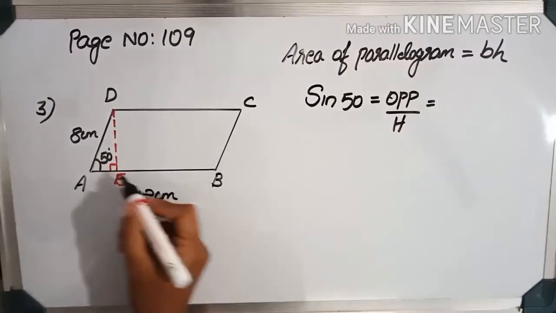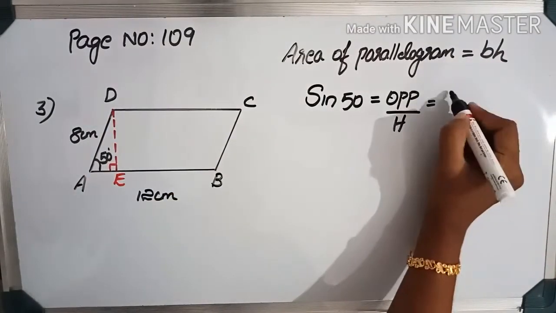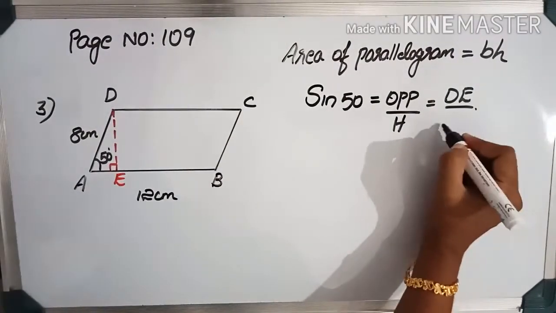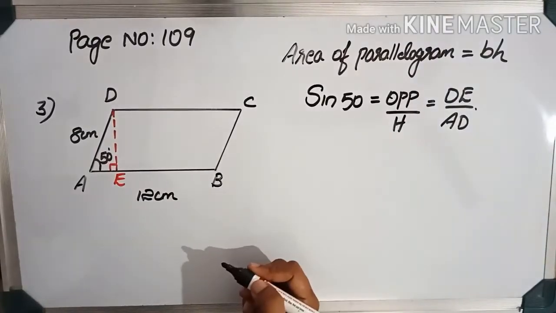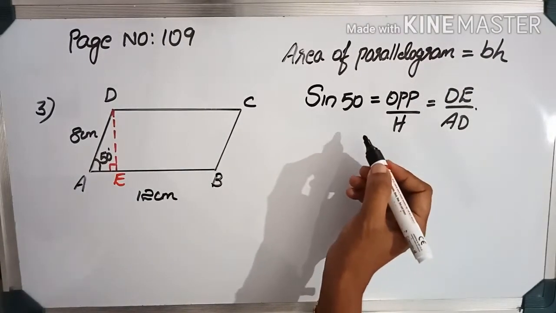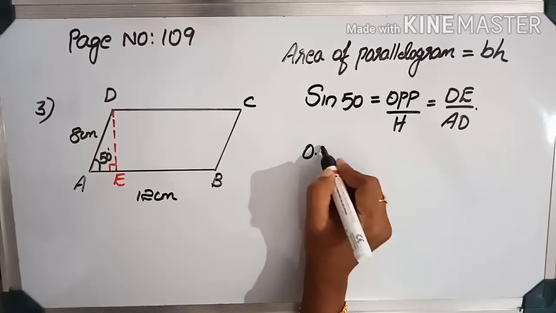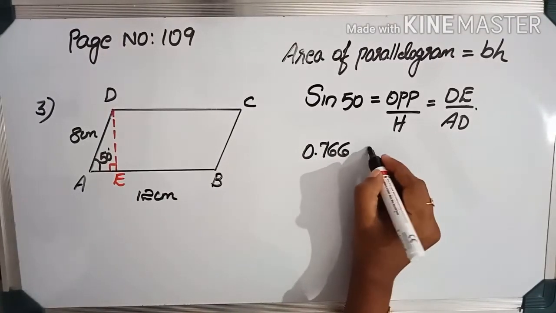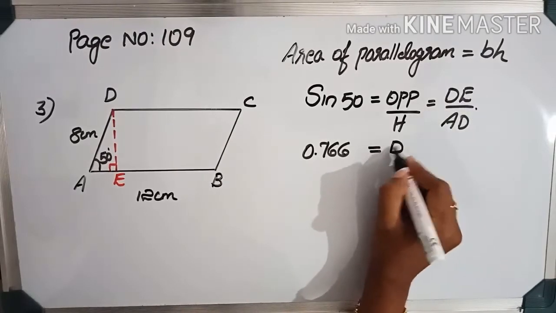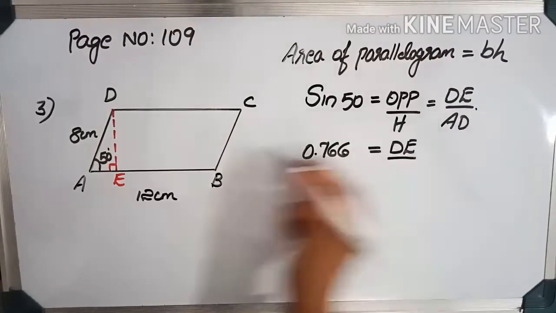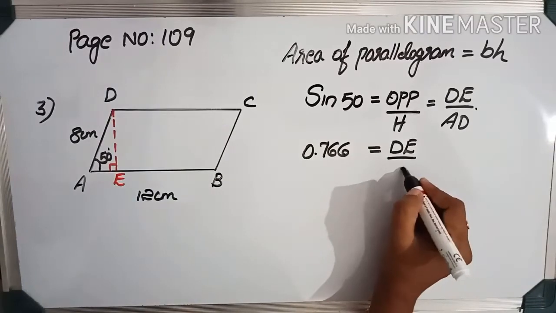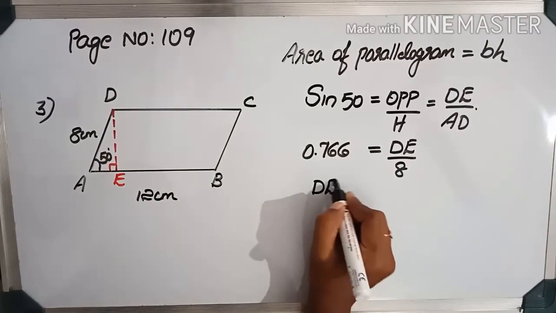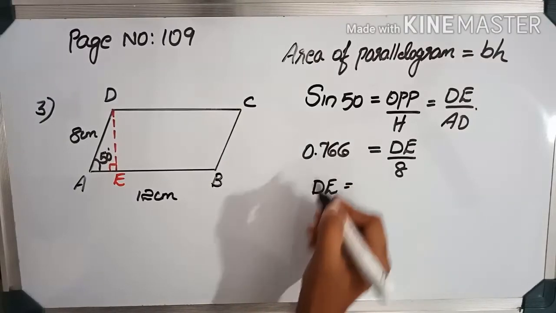Opposite side is what? Opposite side is DE. So DE divided by hypotenuse side is AD. Okay, next is sine 50. The value of sine 50 is 0.766. Okay, 0.766 equal to DE we don't know, DE divided by AD we have, that is hypotenuse is 8. So next is DE. Keep DE there and take this divided by 8 to this side.